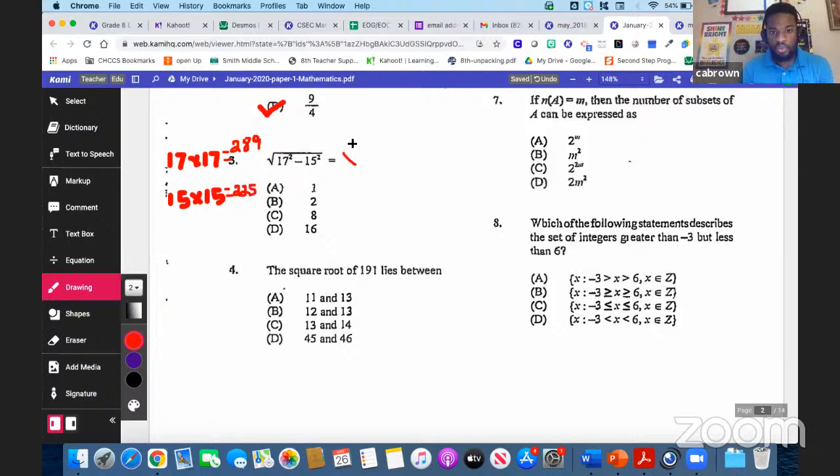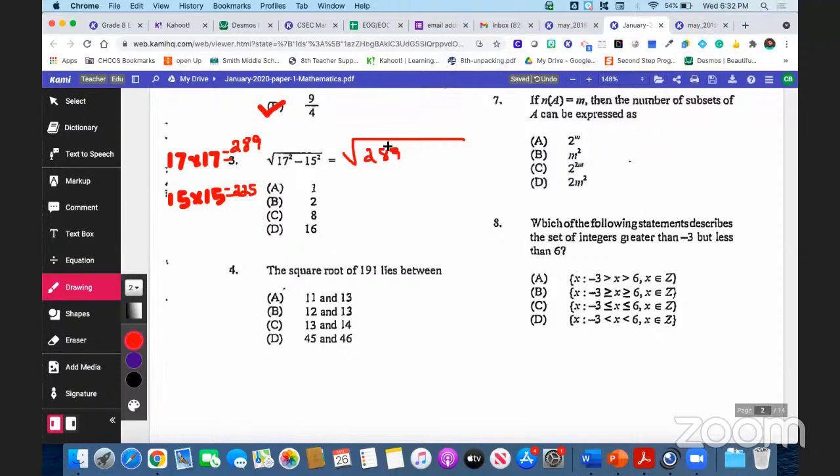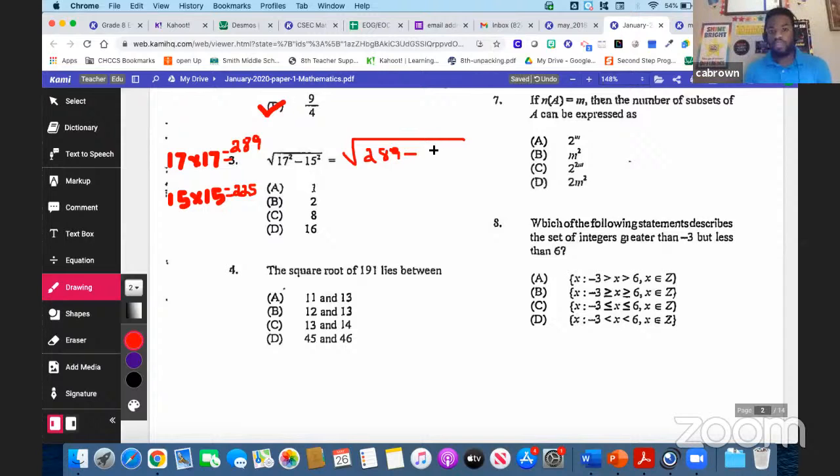We're going to put that under the square root now. So the square root, 17 squared is 289, minus 15 times 15, which is 225. When we do 289 minus 225, that gives us 64. Remember now, we're asked to find the square root, and the square root of 64 is 8 because 8 times 8 is 64. So our answer here is C.